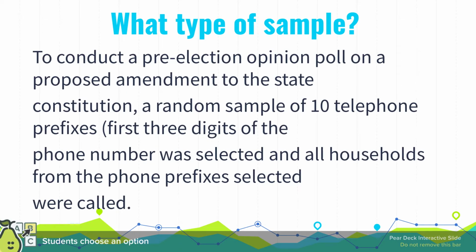Okay, we're going to go through some different examples and see if you can pick what type of sample these are. To conduct a pre-election opinion poll on a proposed amendment to the state constitution, a random sample of 10 telephone prefixes, the first 3 digits of the phone number, was selected, and all households from the phone prefixes selected were called. The key to this one is that we are choosing a random sample of 10 telephone prefixes. So this is an example of simple random sampling.